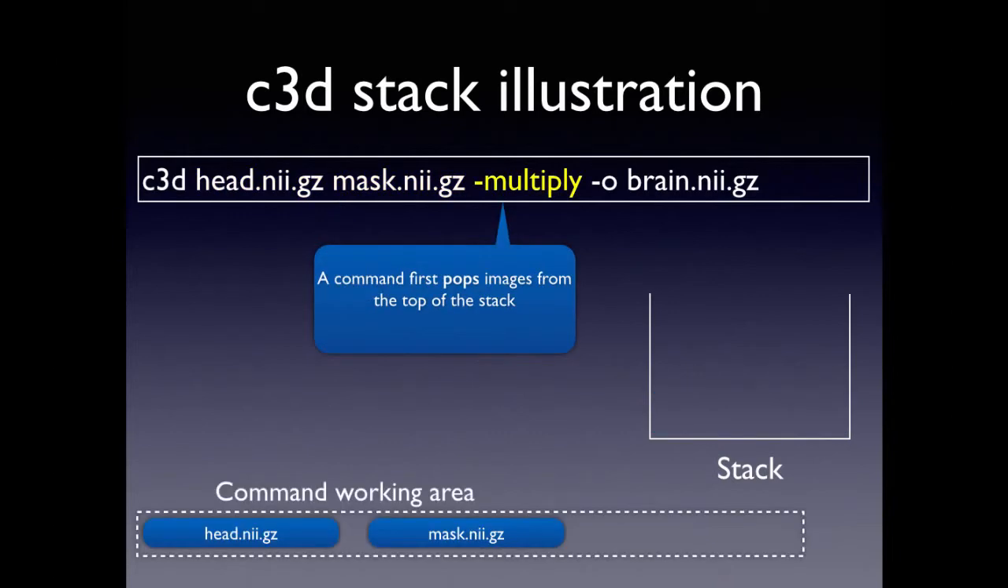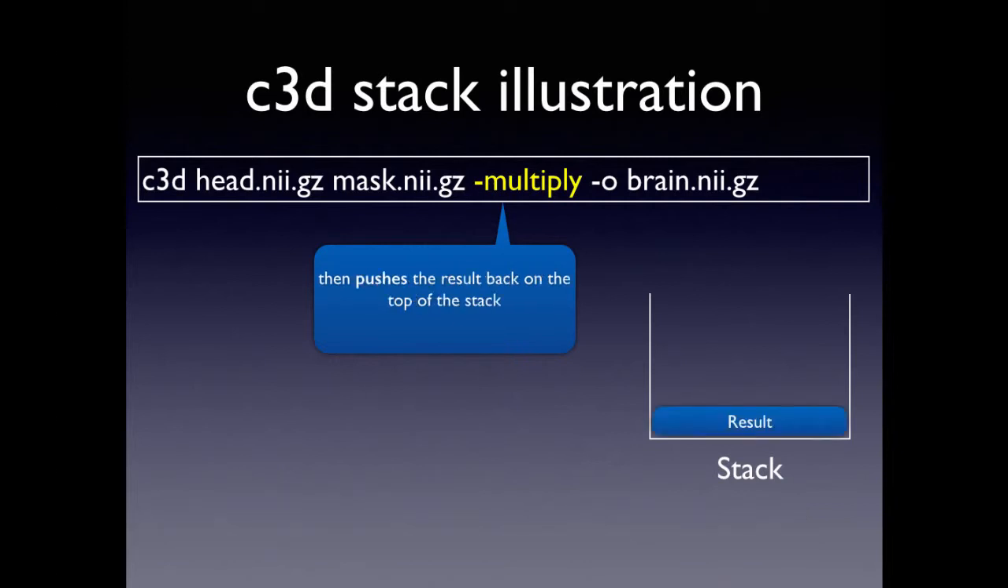Then we come to the multiply command. So each command in C3D knows how many images it needs, and it will just go to the top of the stack and take as many as it needs. Multiply needs 2 images. It's called a binary command for that reason. And so it will take those 2, head and mask. It'll do the multiplication, and it will compute a result. The result gets pushed back onto the stack.